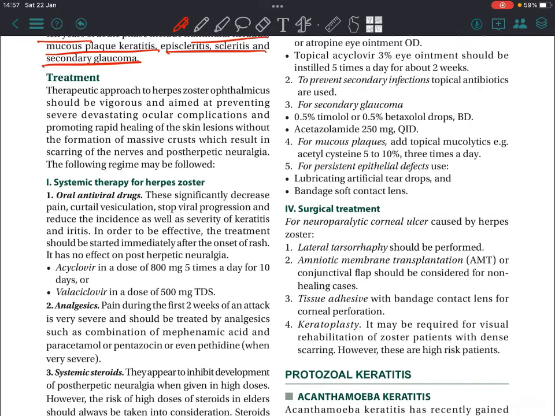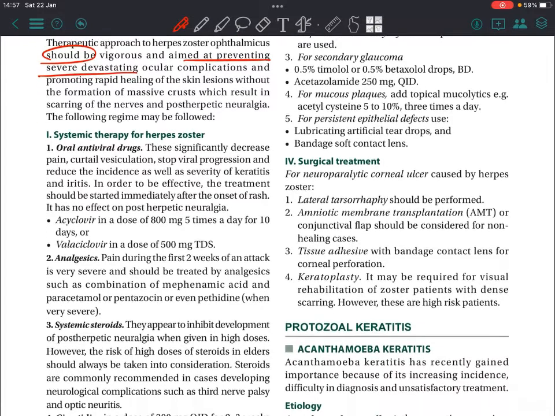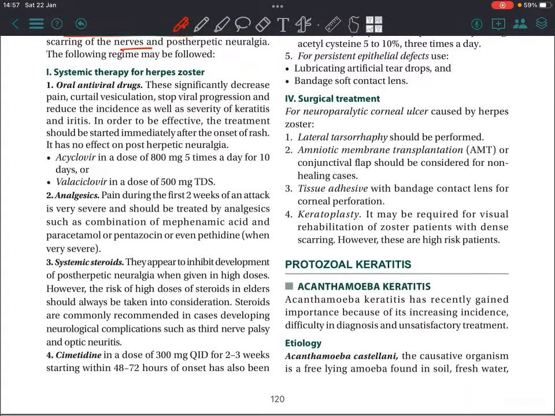Treatment. The therapeutic approach to herpes zoster ophthalmicus should be vigorous and aimed at preventing severe devastating ocular complications and promoting rapid healing of skin lesions without the formation of massive crusts, which result in scarring of nerves. Systemic therapy for herpes zoster: oral antiviral drugs. These significantly decrease pain, curtail vesiculation, stop viral progression, reduce incidence as well as severity of keratitis and iritis. They have no effect on post-herpetic neuralgia.